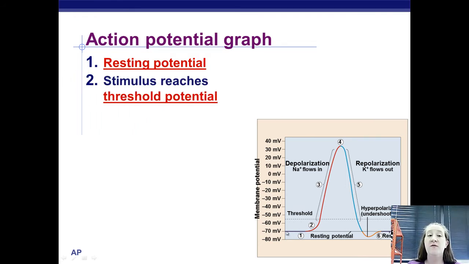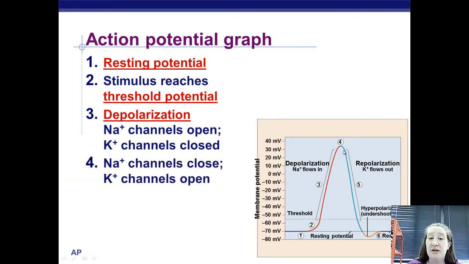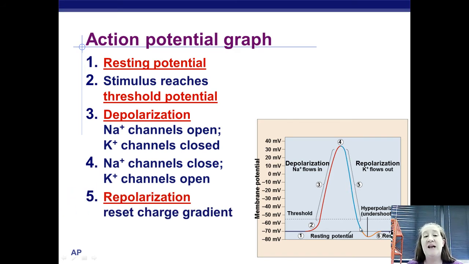Some sort of stimulus reaches its threshold, which means that the neuron is going to start firing. That's going to cause depolarization. Sodium channels open, potassium channels close, and the charge goes from negative all the way up to positive. Then the sodium channels close, the potassium channels open back up, and the charge goes back down to negative. And it's actually going to undershoot, and get more negative than it was before.